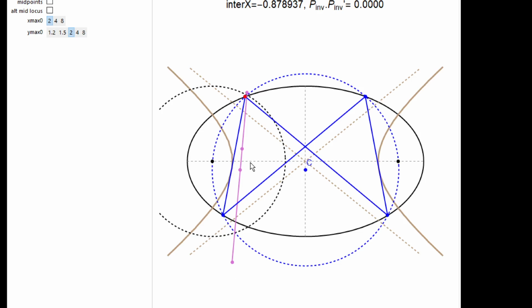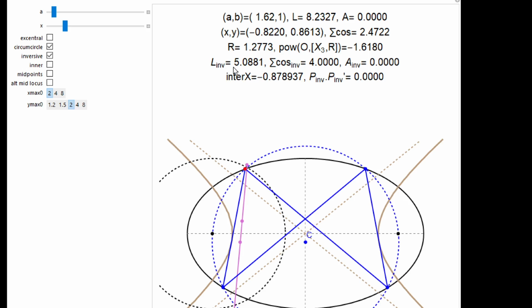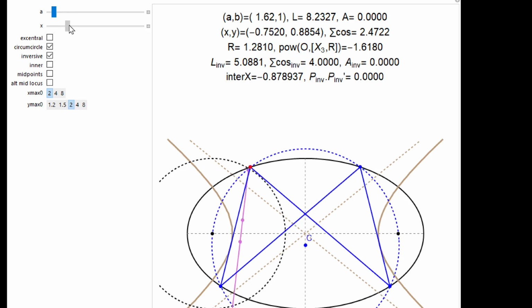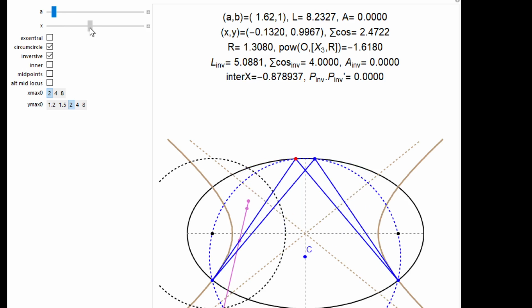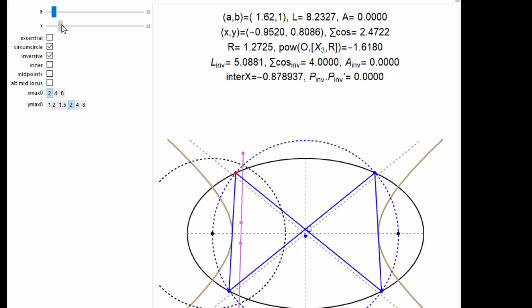And here they are. It turns out that if you traverse this pink degenerate inversive polygon in the order prescribed by the original polygon, the perimeter of this degenerate pink polygon is also invariant. So you can see here that the perimeter of the degenerate polygon, 5.0881, is invariant.